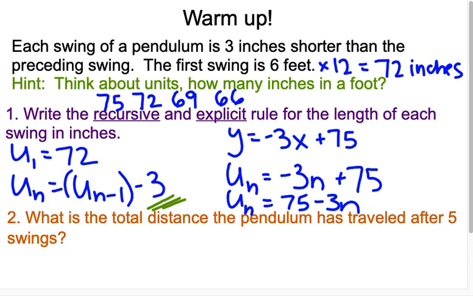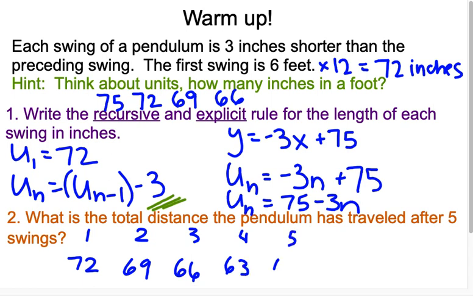Problem 2, what's the total distance the pendulum has traveled after 5 swings? Well, I know on that first swing it was 72. Second was 69. I already did some of this above. Third swing was 66. Fourth was 63. Fifth swing was 60. Now, some of you are like, Miss Milton, why don't you just do the explicit formula and plug in to get that 5th swing and get the 60 right there? That's how you could have jumped to that 5th swing.